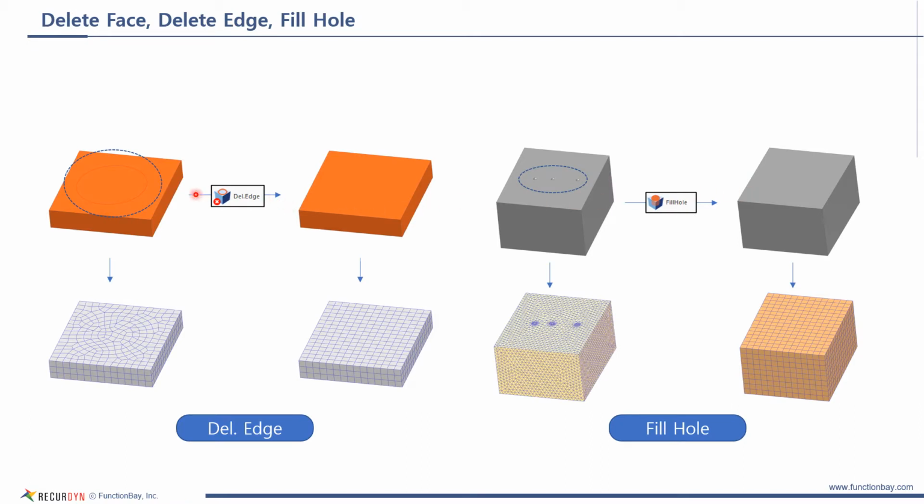As you can see, delete edge is used to remove unnecessary edges. Fill hole is a function that fills unnecessary holes.